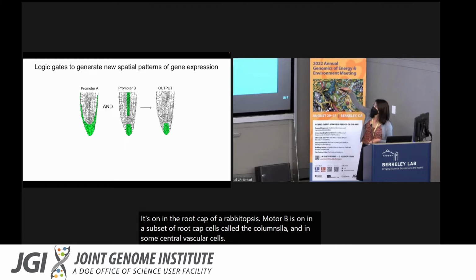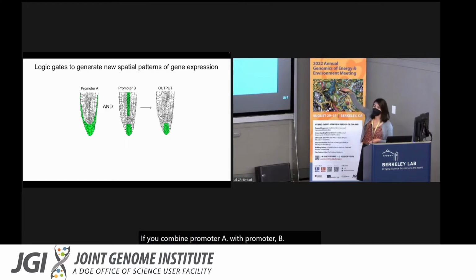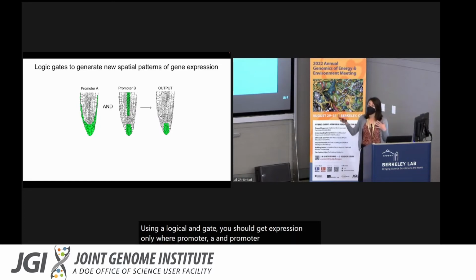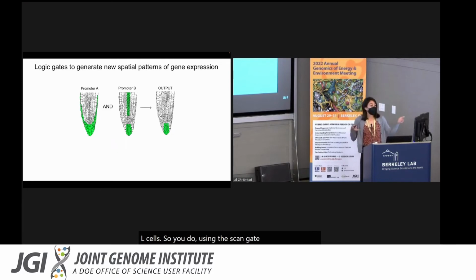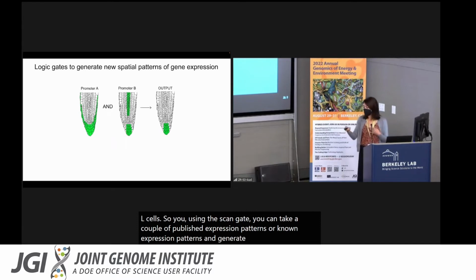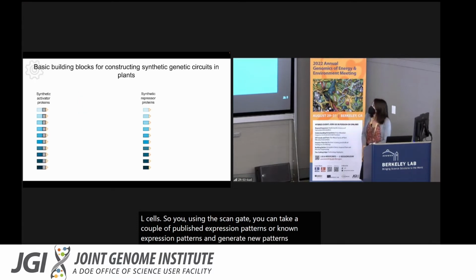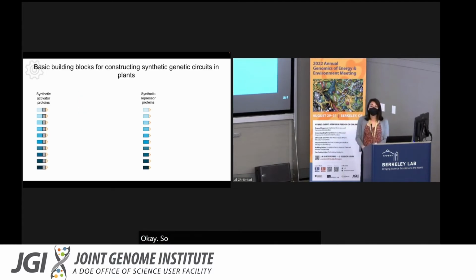If you combine promoter A with promoter B using a logical AND gate, you should get expression only where promoter A and promoter B are on, or in the columella cells. So using this AND gate, you can take a couple of published expression patterns or known expression patterns and generate new patterns. Okay, so this is our goal.